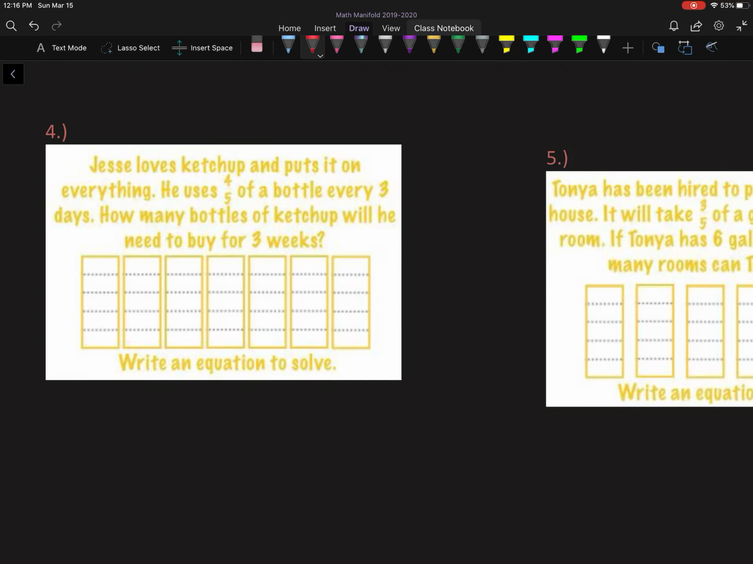Well, this is where I have to take what I know. 3 weeks we know is the same amount as 21 days. And if he is going every 3 days, so we've got 21 divided by 3, we know that we're having to look at groups of 7, because we're going every 3 days. So I'm going to have to look at this 7 different times. So these are my 7 different groups of 3 days. And we're going to show that he uses 4/5.